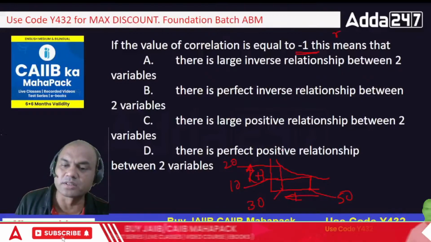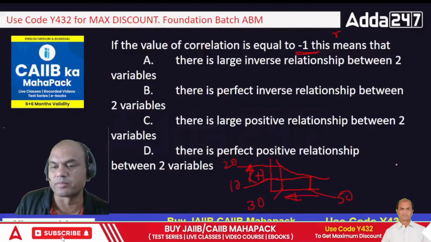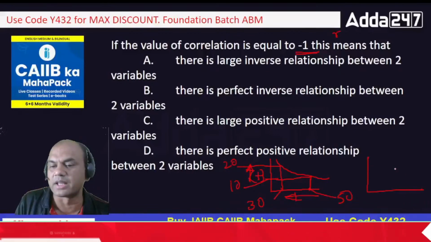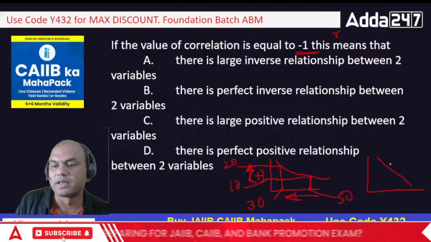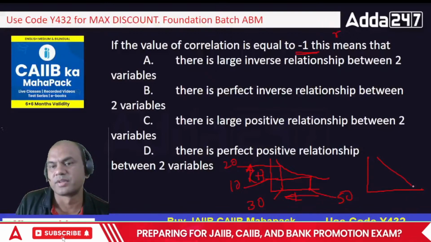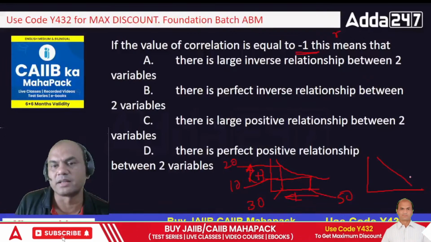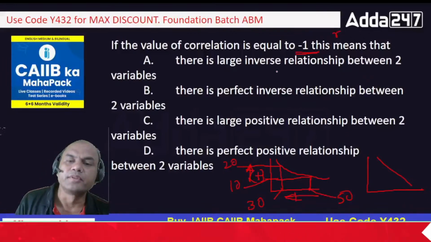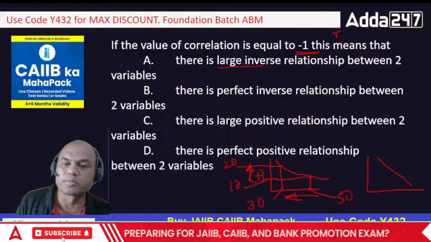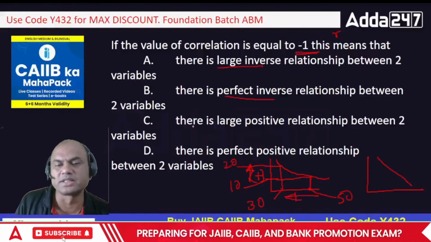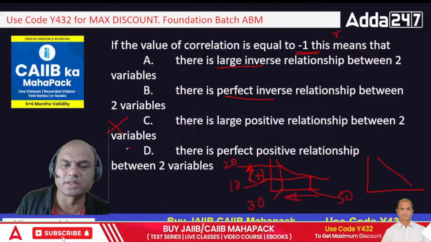And when this correlation is exactly equal to -1, what does -1 exactly mean? This line will be 45 degrees and in the reverse direction. So when you have a 45-degree straight line exactly, then it will be a perfect inverse, not a large inverse. That's the only question. These two options are out because there is no positive relationship.